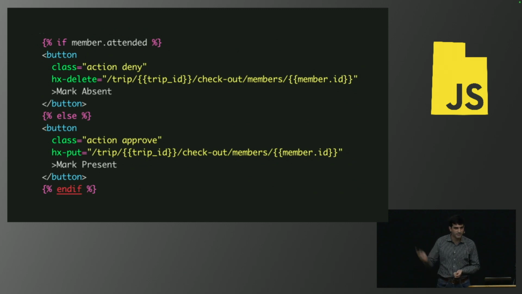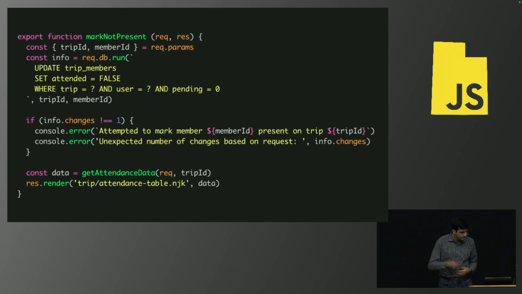And this is hypertext as the engine of application state. We don't need to talk too much about the theory behind it, but for practical purposes, what you're doing here is you are both telling the viewer on your client, hey, this person is not currently marked as attended on the trip, and you are giving them a button to do so. So you are describing both the current state of the application and the allowed actions that you can take to modify that state.